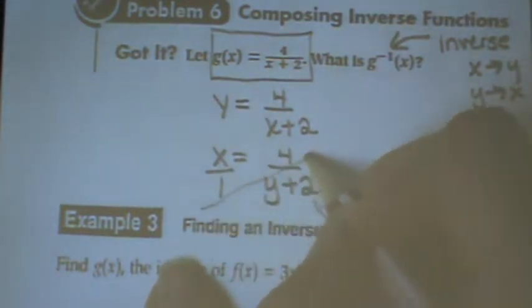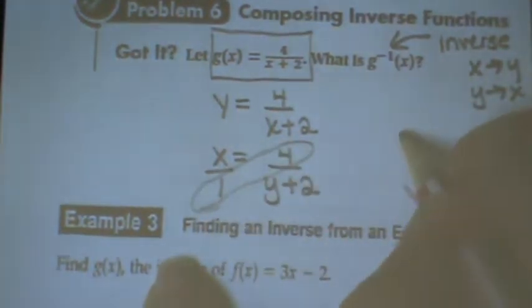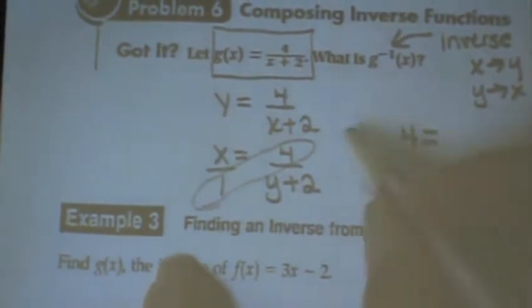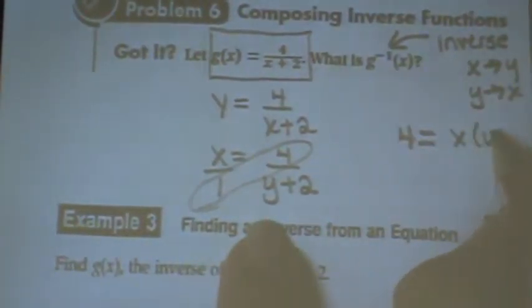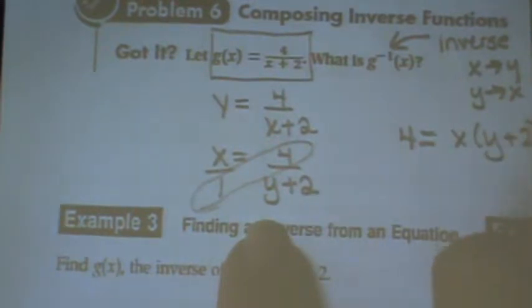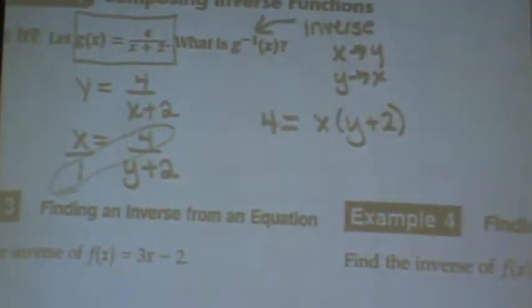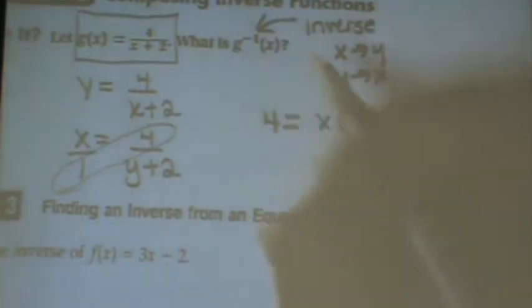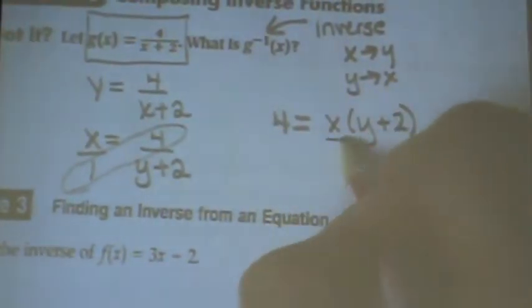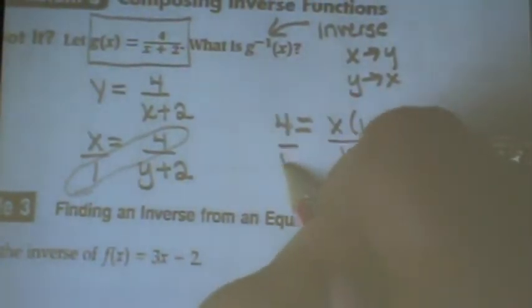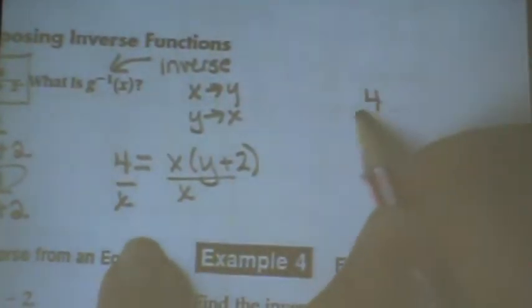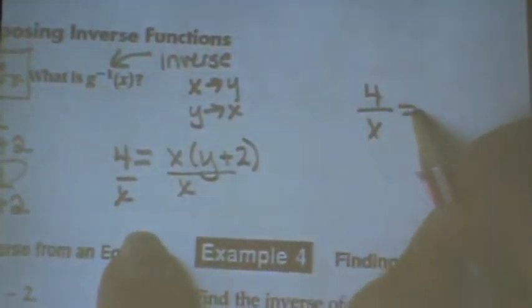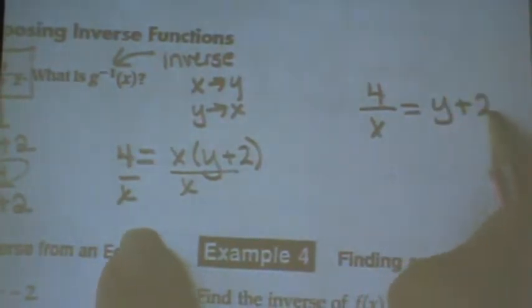If you multiplied the 4 times the 1, you get 4, right? And what is x times y plus 2? It's x times y plus 2. Do not distribute. Divide both sides by x. So right now you have 4 over x equals y plus 2.